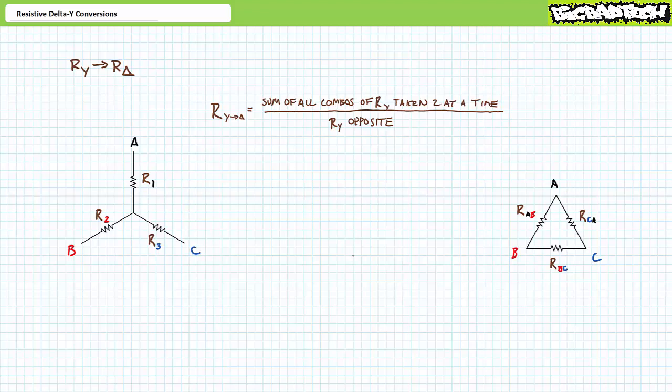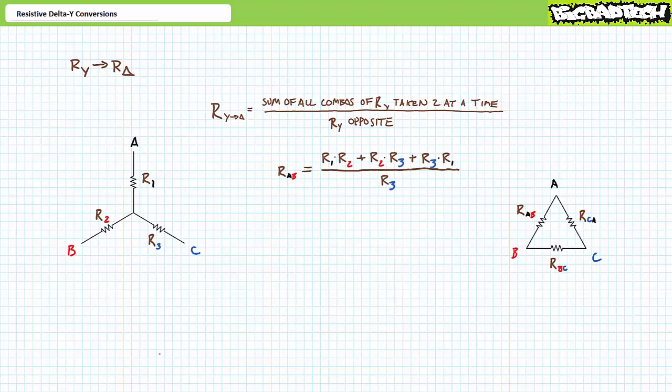Let's now discuss the reverse operation, exchanging a Y configuration for an equivalent delta configuration. Similarly, there exists a general use formula that can be applied for all three delta resistance elements. When solving for a particular delta equivalent resistance, that resistance element is equal to the summation of all possible products of the Y resistance elements taken two at a time, divided by the resistance element attached to the node opposite from it. You can remember this simple formula and use it to derive the three conversions necessary.